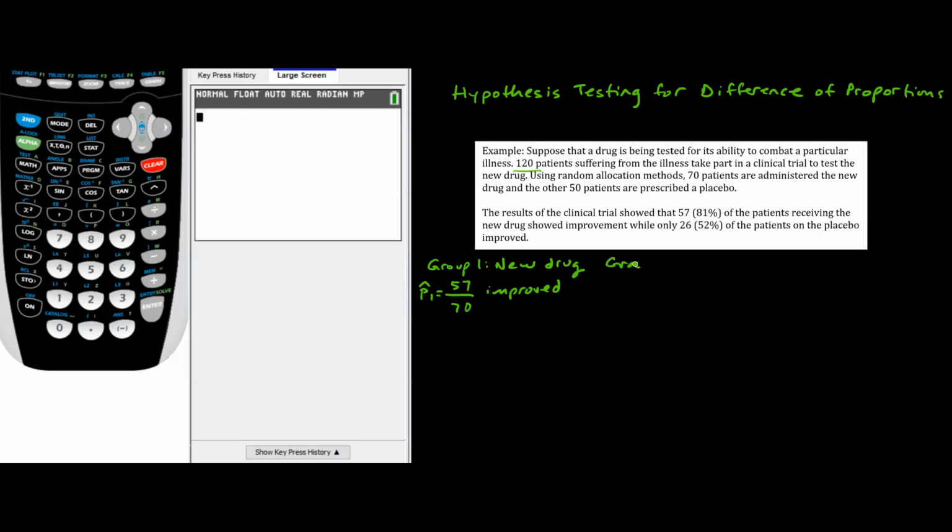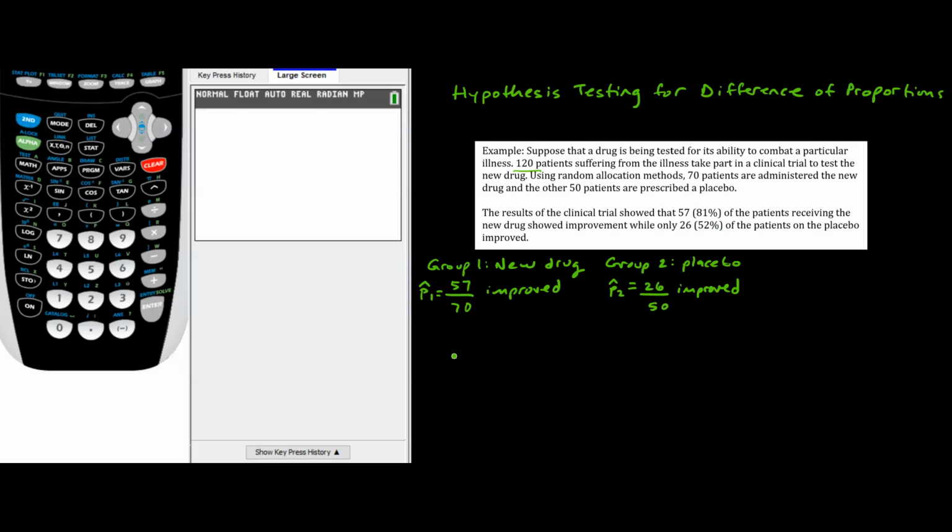Group 2 is the placebo group. And in the placebo group, we have a sample proportion showing improvement of 52%, but that was 26 out of the 50 people who were prescribed the placebo. So 26 divided by 50 gives you the 52% that you see in the problem.